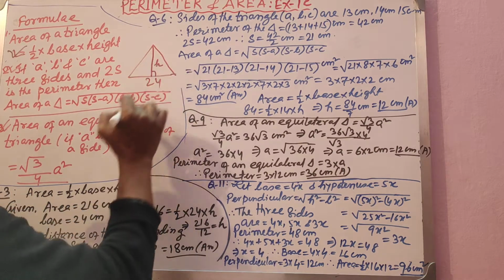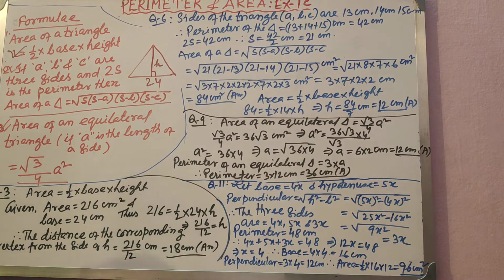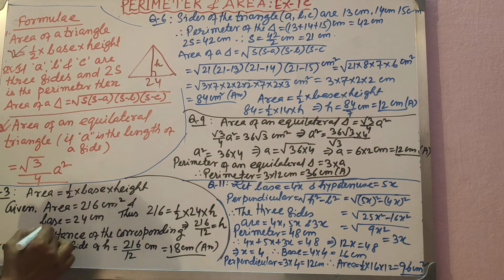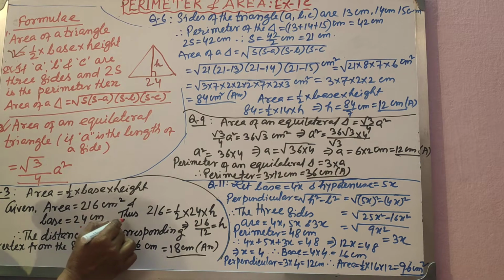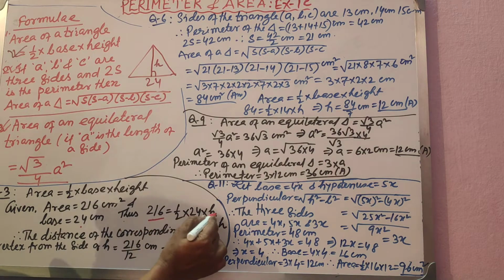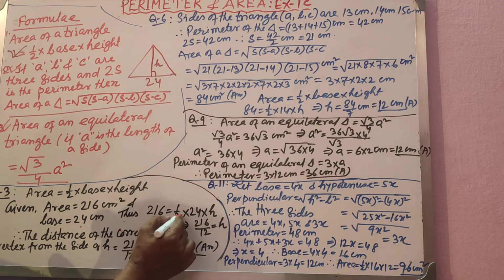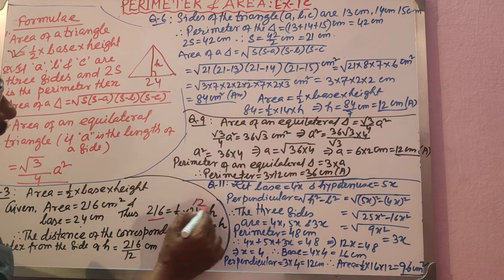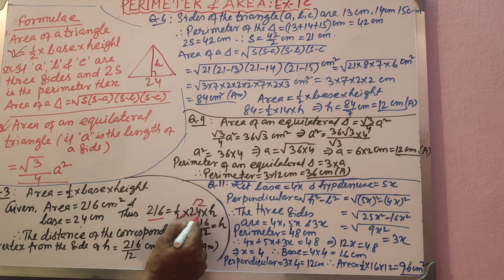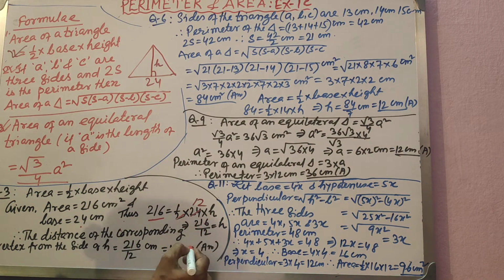You have to find out the height where the area is given as 216 centimeters square. So the area is 216 centimeters square, and the base is given as 24 centimeters. Therefore you can put it in the formula of area. Area is equal to half into base into height, and you need to find the value of h. So 12h is equal to 216. So 216 by 12 will be the h value. So what will the h value be?